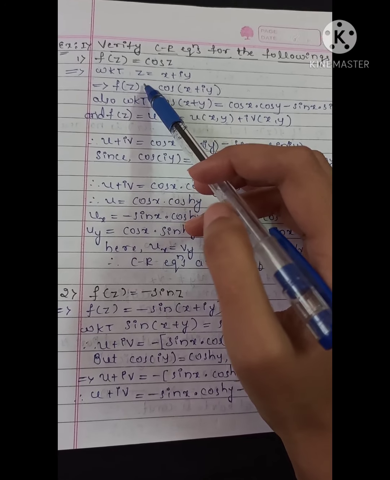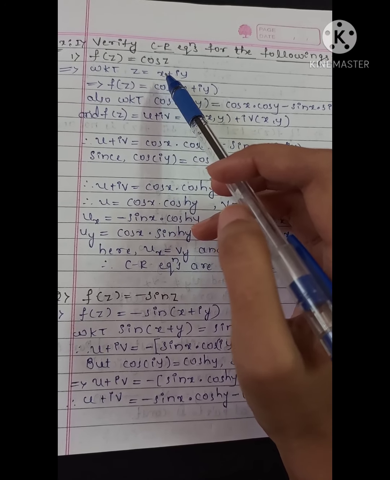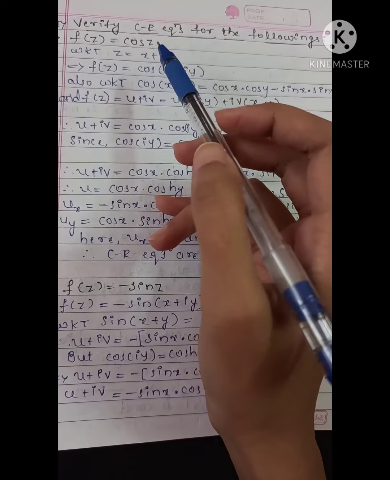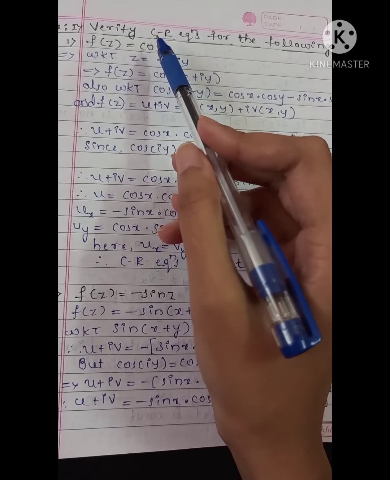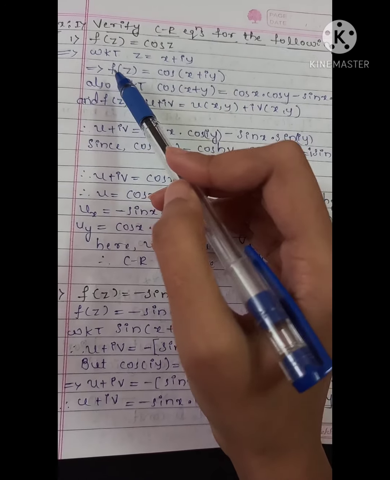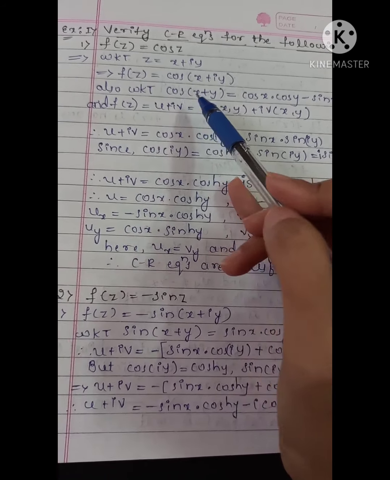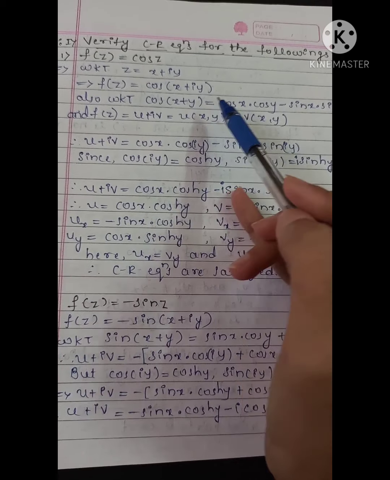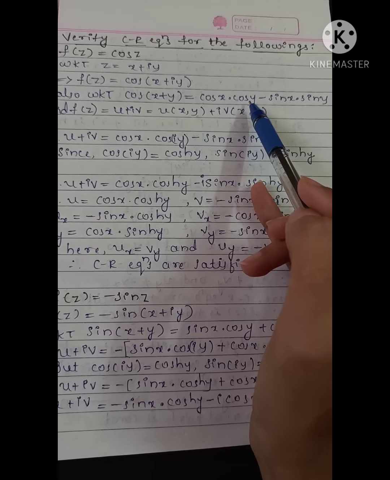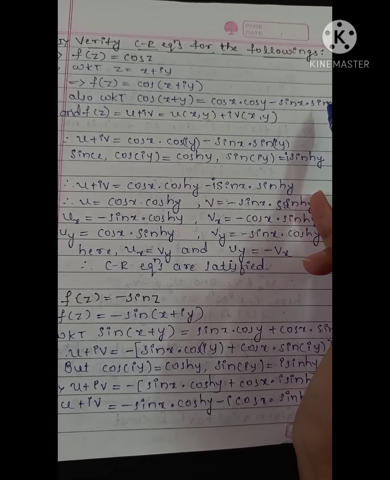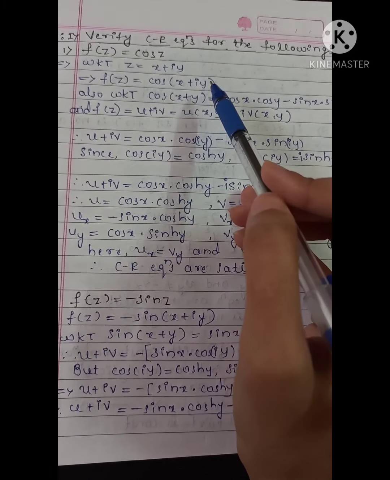We know that complex variable z can be expressed in the form x plus iy. In the given function, we have to replace z by x plus iy. Therefore, f of z is equal to cos(x plus iy). And since cos(x plus y) equals cos x into cos y minus sin x into sin y, we have to apply this formula.